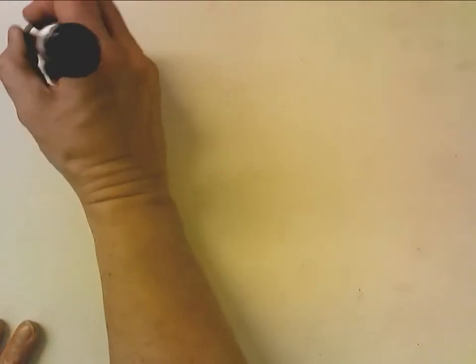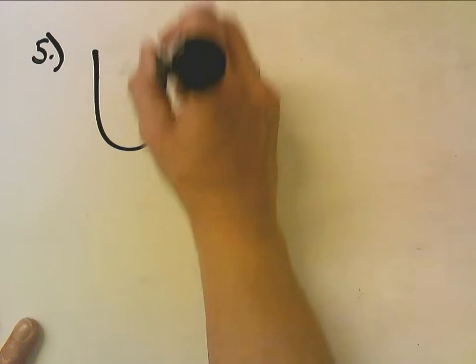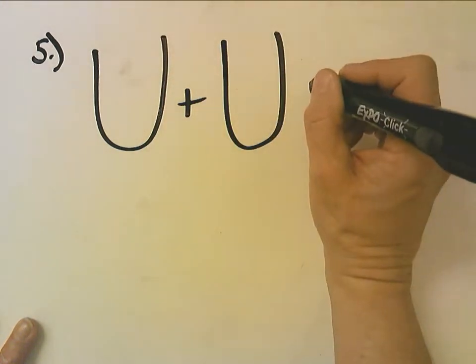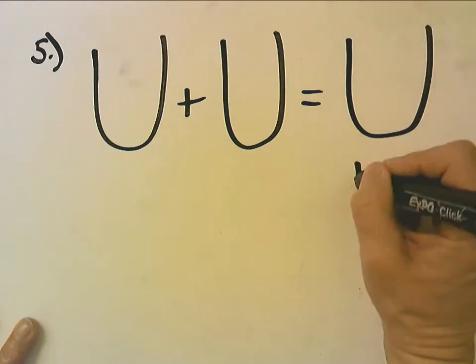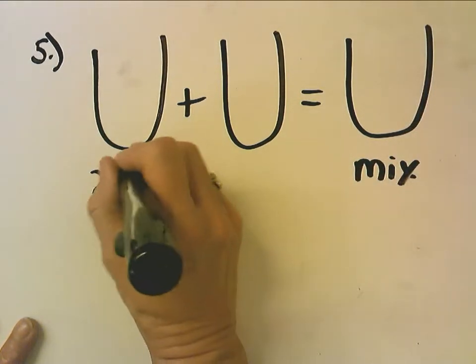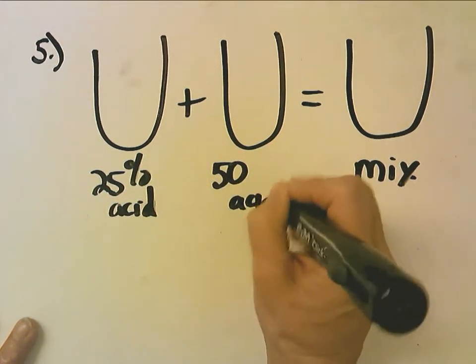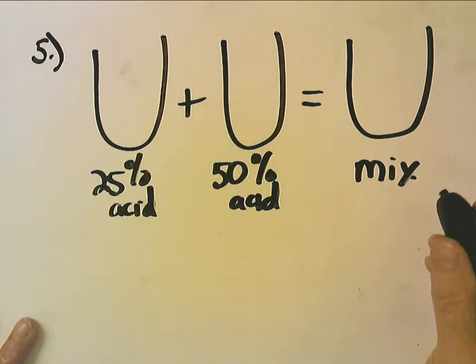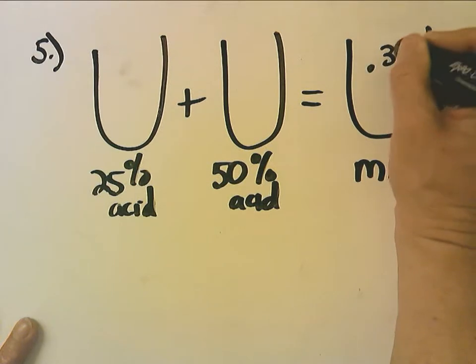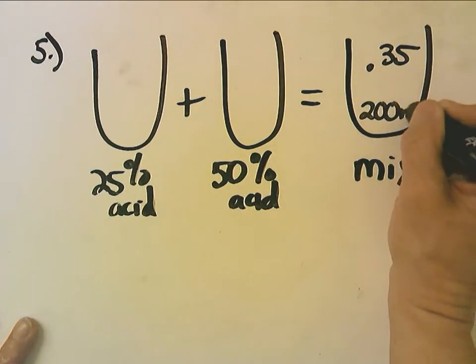Now we're going to do some liquid mixtures. So let's look at page 13, and we'll look at number 5. Now, number 5 says a chemist has, okay, we're mixing a 25% acid solution with a 50% acid solution, and we're ending up with a mixture. So this is my 25% acid. This is my 50% acid. And I'm going to end up with a solution that is 35% acid, and I get 200 milliliters.